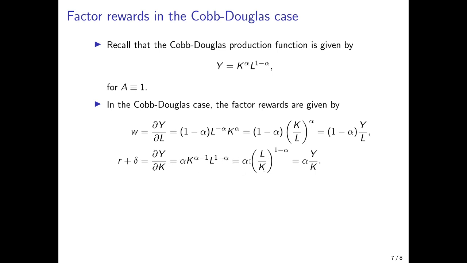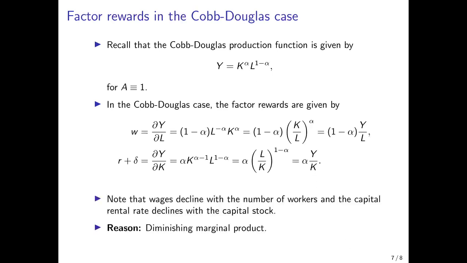So the capital rental rate is alpha times the number of workers divided by the capital stock to the power of 1 minus alpha. And again, we see that this is the same as the production function here divided by capital K. So we can rewrite this as alpha times output divided by K. Now we know all the expressions for the wage rate and the capital rental rate in case of a Cobb-Douglas production function.